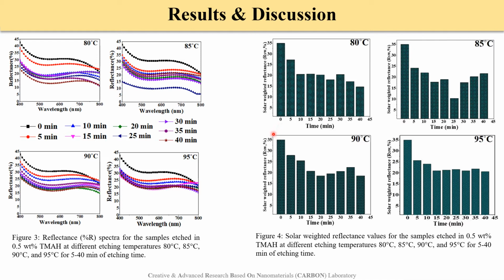It may be because of favorable surface morphology in terms of structures, uniformity and density. However, a further increase in etching temperature from 85 to 90 and then to 95 degrees C results in an increase in reflectance values.